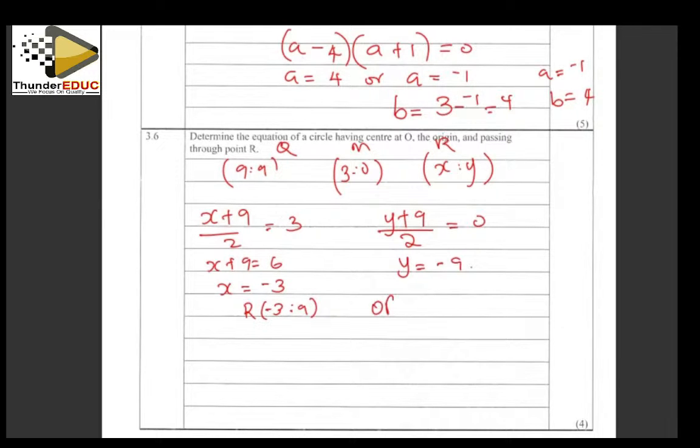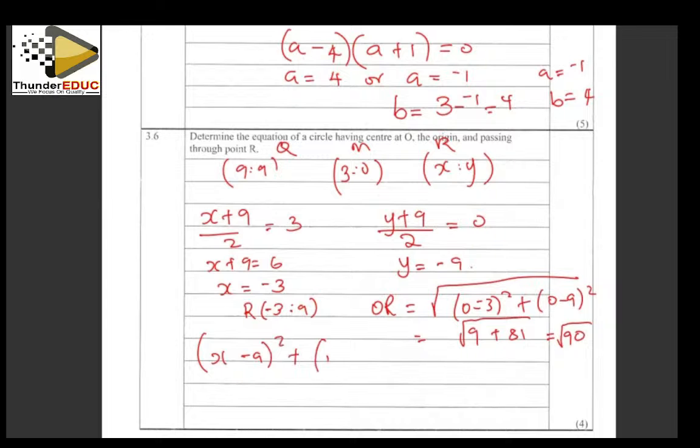So for us to get the distance OR, we need to find the square root of (0 minus negative 3) squared plus (0 minus negative 9) squared. So that's going to be 9 plus 81, which gives us the square root of 90. And then from the equation of a circle, we know that this should be the general equation where A and B are the coordinates of the center. But we know that A and B are 0, so it's just going to be x squared plus y squared is equal to root 90 squared, which is just 90. So this is what the question wanted.